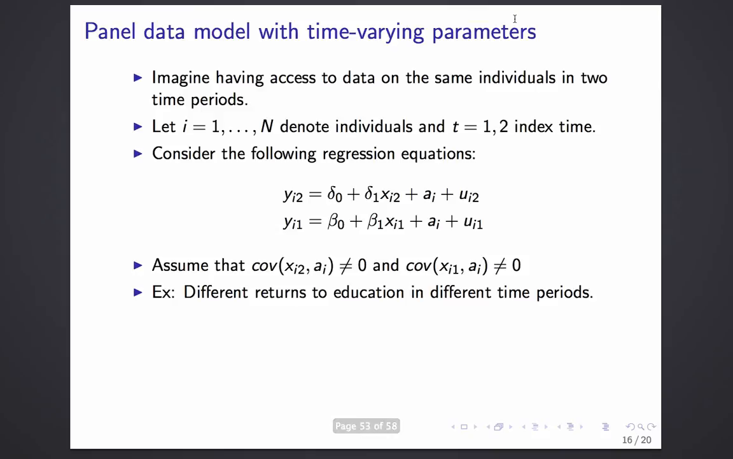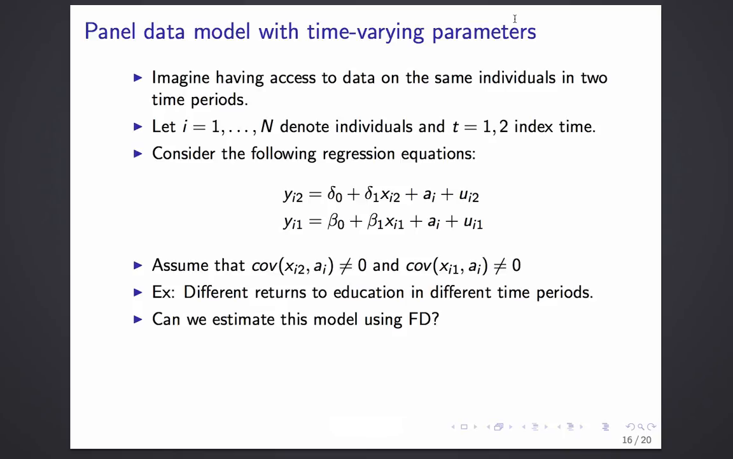And what could this model be an example of? Well, you can think of this model in the context of returns to education. And here, all we're doing is just allowing the return to be different in different time periods. So 1 additional year of schooling will increase your hourly wages by delta 1 in the second period, ceteris paribus. And on the other hand, 1 additional year of schooling will increase your wages by beta 1 units in the first period. Now the question is, can we estimate this slightly more general model using first differences?